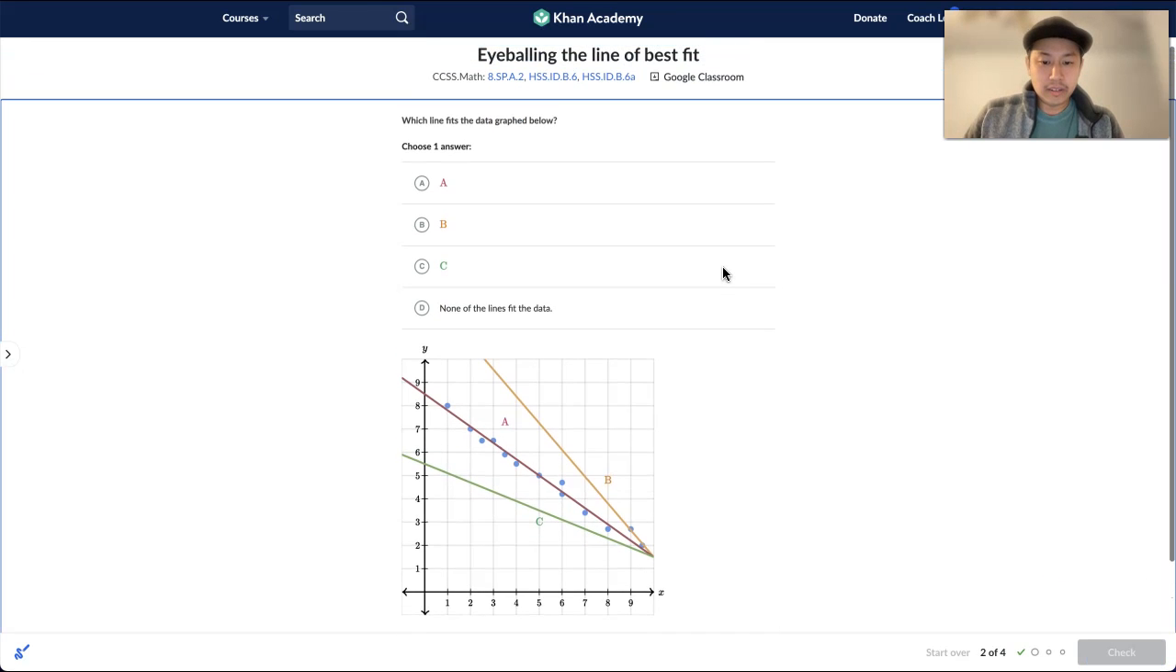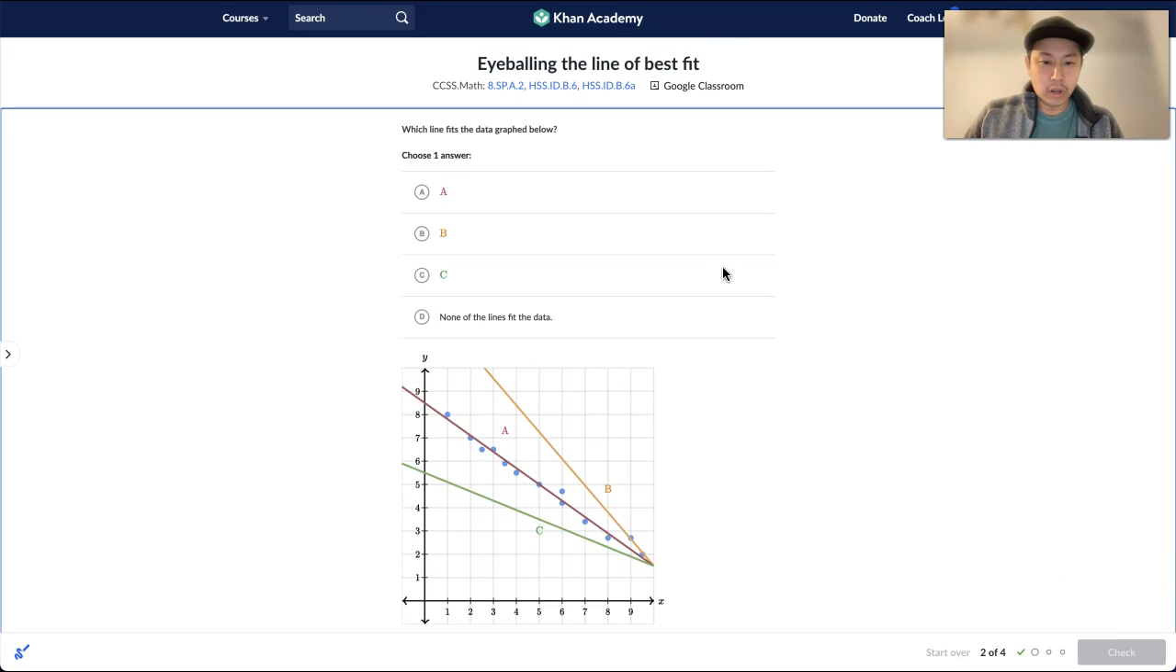All right. So in this one, all your lines, A, B, and C, are negative correlations or negative slopes. The one that goes through the middle of these points, or closest to the average of these points, right? You're looking at your blue dots, your blue points. It looks like line A. Line B is all the way over here. It's way above the scatter plot points. And then line C is way below. So we're going to go with A.